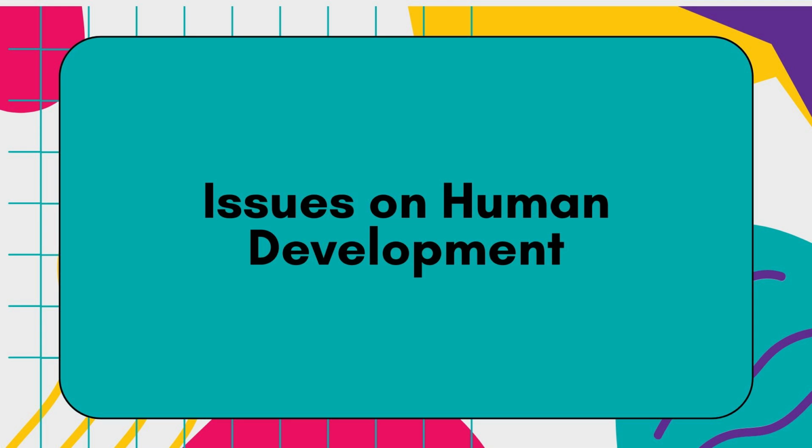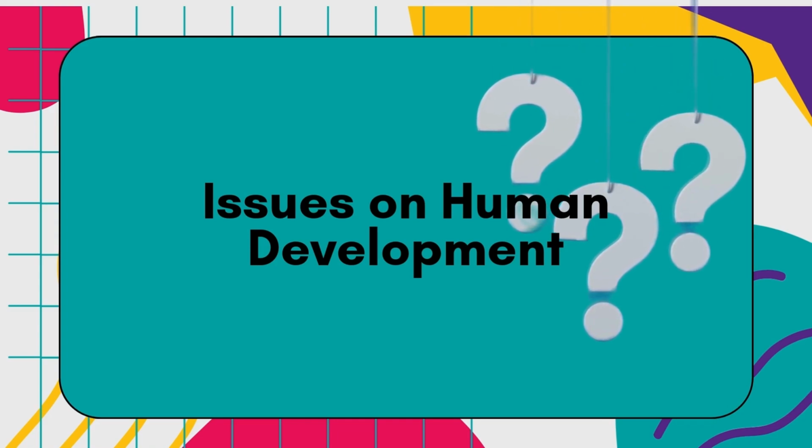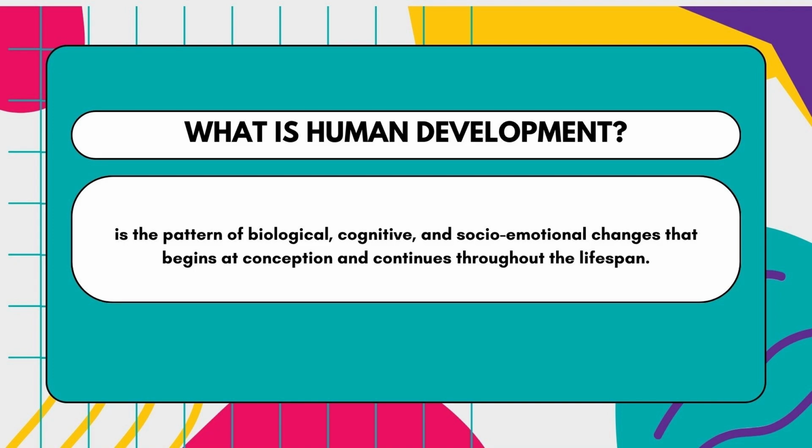Alright, so for today's video, we'll be discussing another topic, which is the issues on human development. So now let us define again what is human development. It is the pattern of biological, cognitive, and social-emotional changes that begins at conception and continues throughout the lifespan. So basically, these are just the patterns, the events, the changes that we experience from life to death.